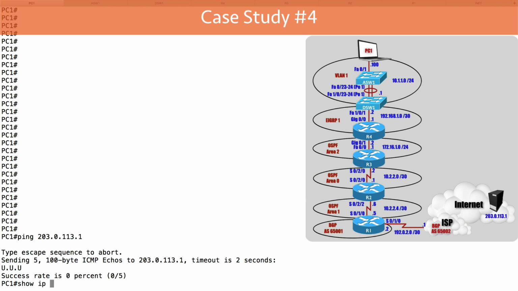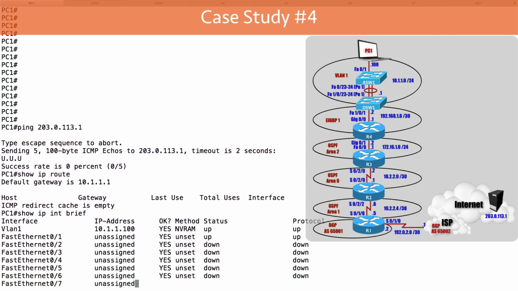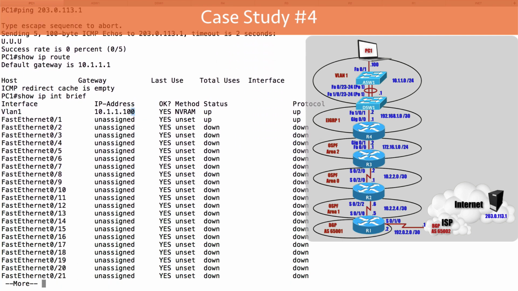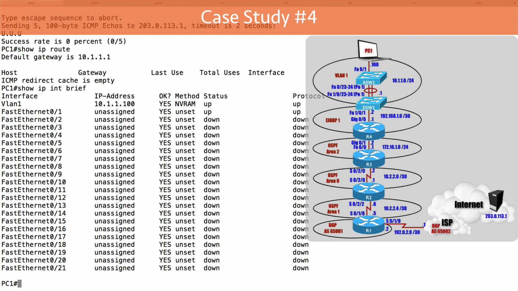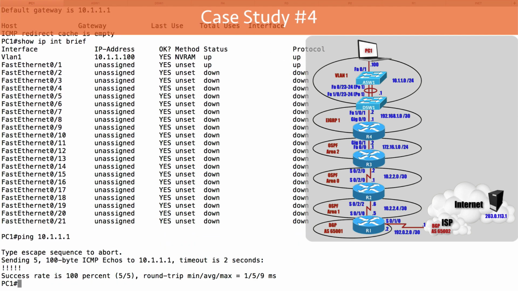Here, if I do a show IP route, we'll see that this PC, which is actually a Cisco Catalyst switch, has a default gateway of 10.1.1.1, and a show IP interface brief shows my IP address of 10.1.1.100. That does match our topology. So now we're ready to start following the path. Can I get to my default gateway? Can I ping 10.1.1.1? Yes, I can.